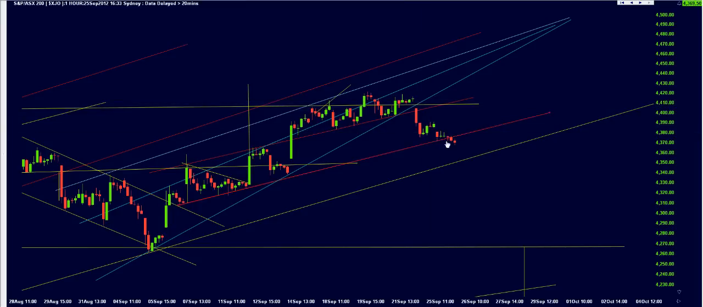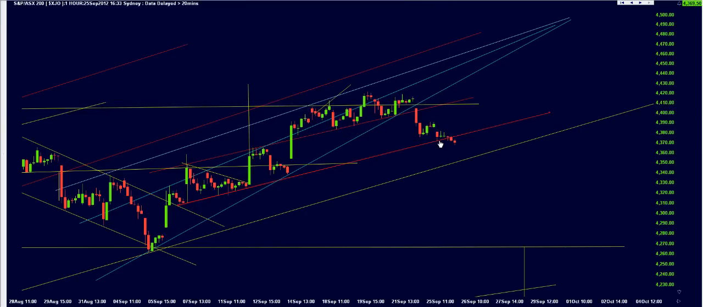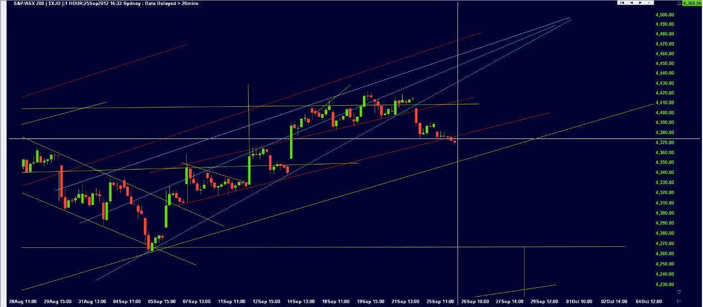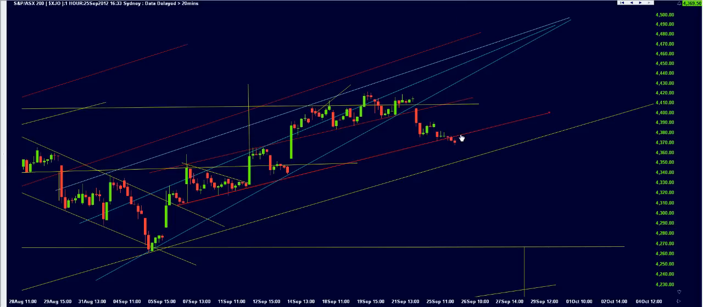After breaking down from this rising wedge pattern, today we found a little bit of area of support here on this red line. As you can see, I just extended this line out today, and the market found a bounce on this area. But then we broke this area, found an intraday backtest, and then we started to head down again.